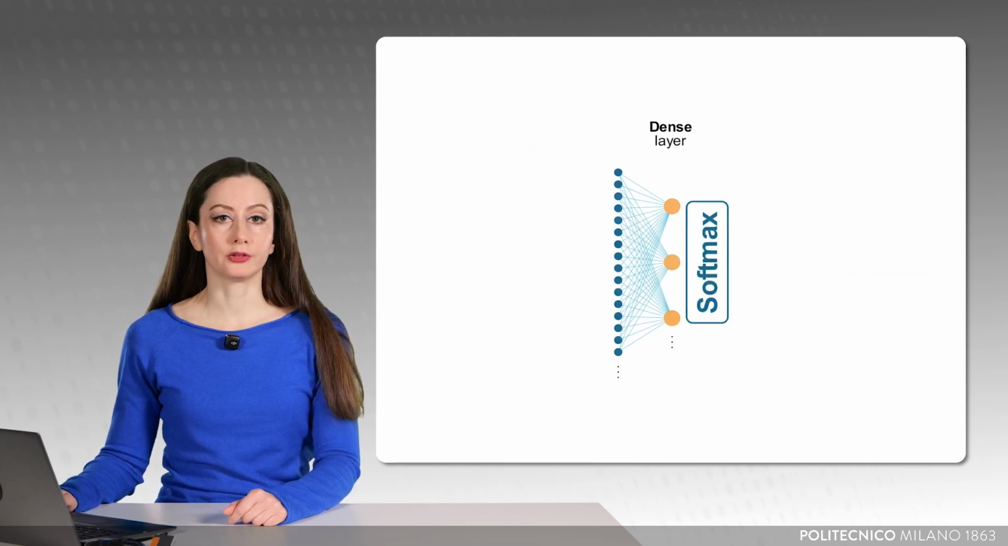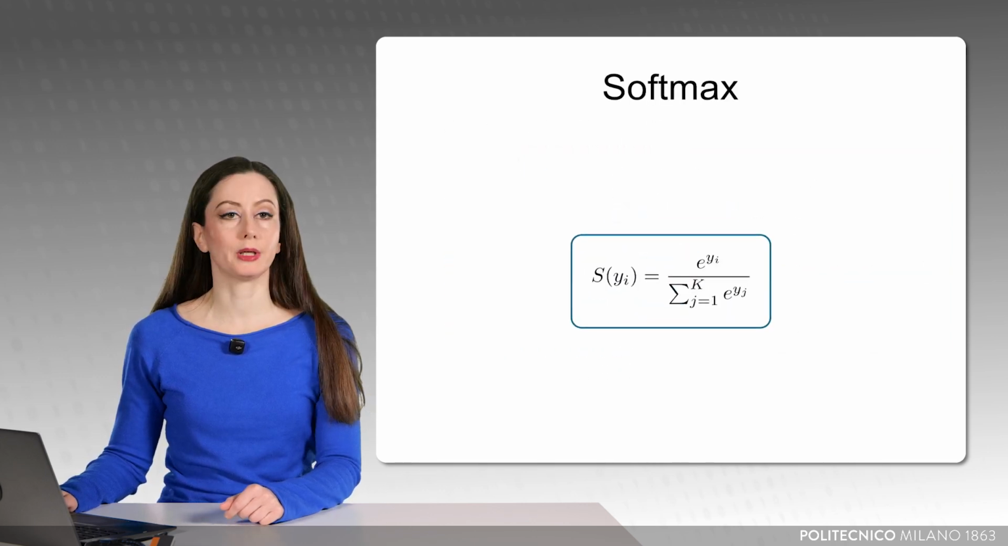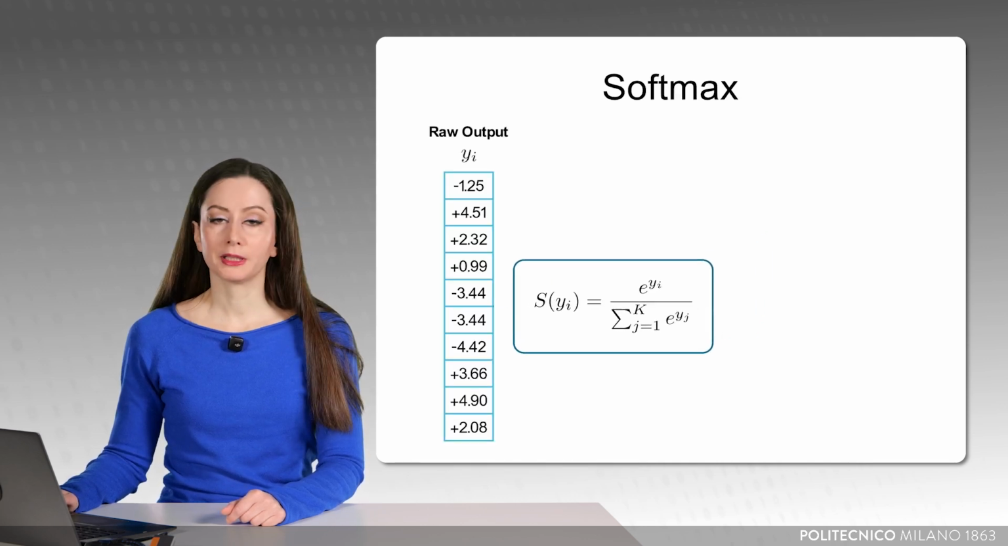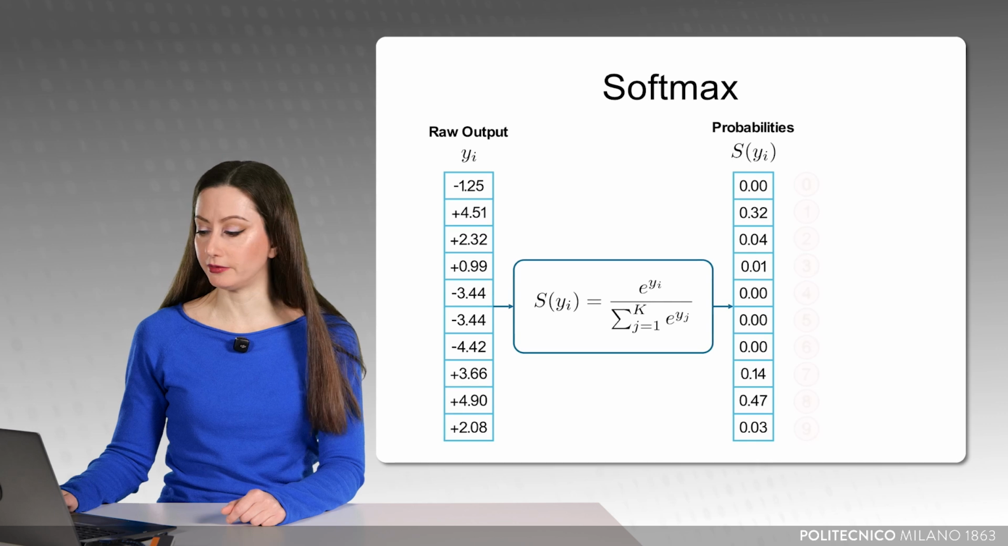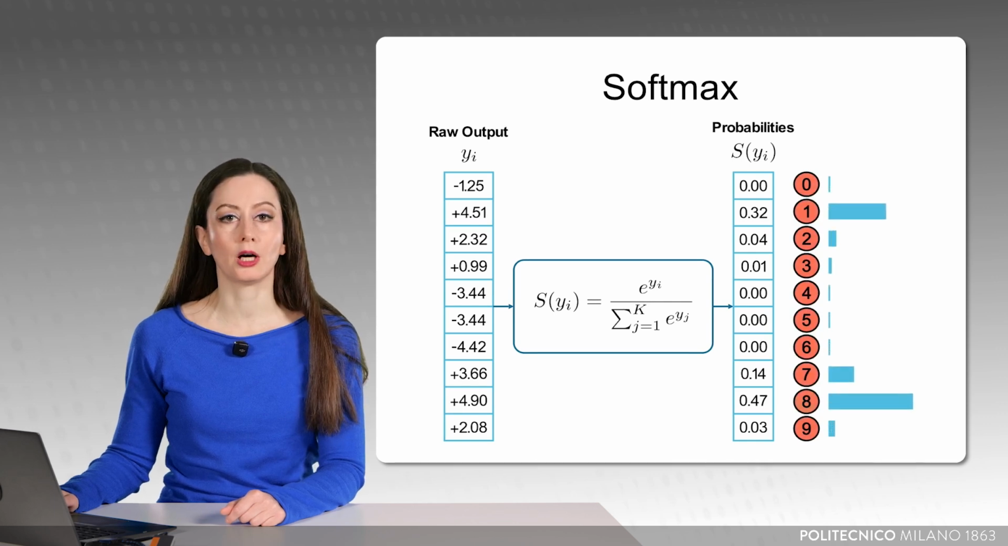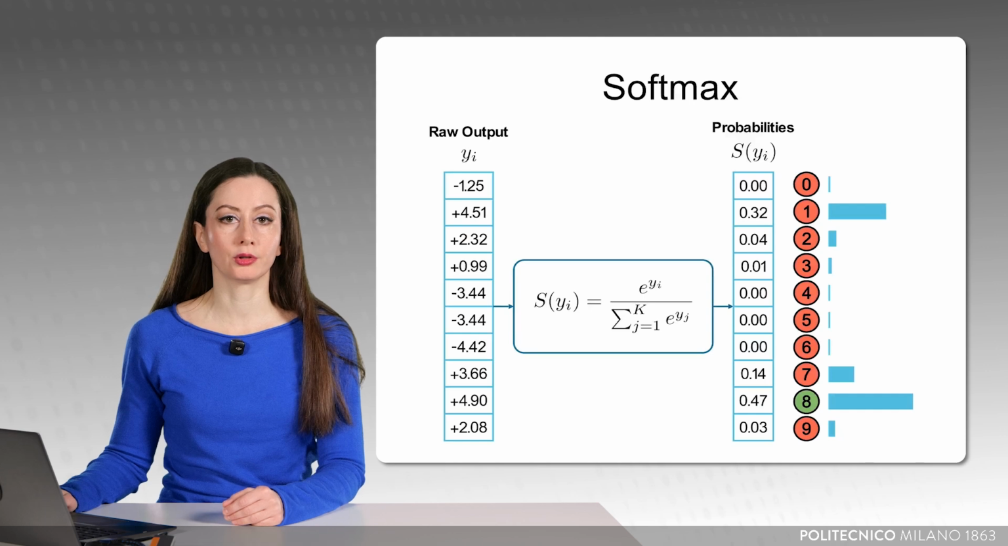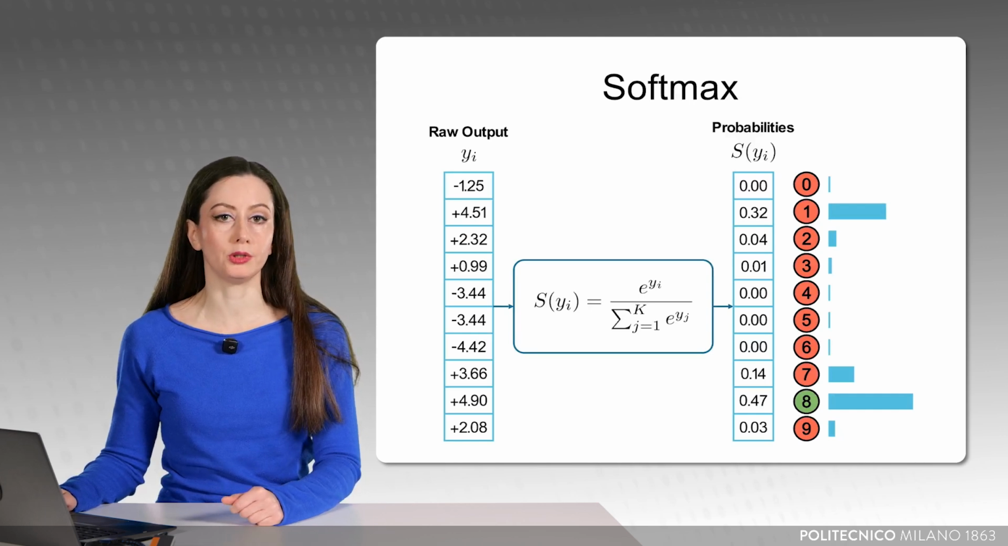The raw output of the dense layer is then processed by the softmax function. So what is it? The softmax function is used for multi-class classification. It converts the raw output score from the dense layer into a probability distribution over the possible classes, and the class with the highest probability will be our answer.